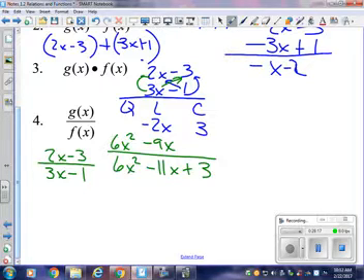Okay. I like doing that part. Synthetic is great, but it only works for linear divisors. So it would work on this one if this one would divide, because the bottom has a linear divisor, but it does not work to divide out problems that have quadratics or cubics on the bottom. So that's why long division is so much better, because it works for everything.